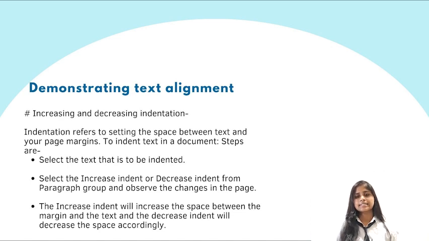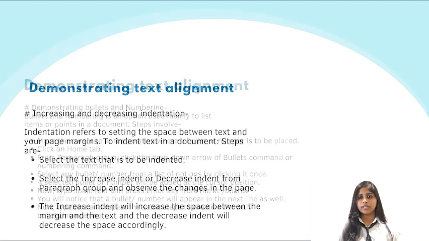To indent text in a document, we have to follow some steps. First, select the text that is to be indented. Then select Increase Indent or Decrease Indent from the Paragraph group and observe the changes in the page. Increase indent will increase the space between the margin and the text, and decrease indent will decrease the space accordingly.